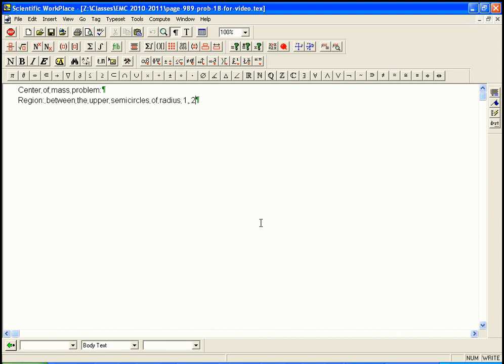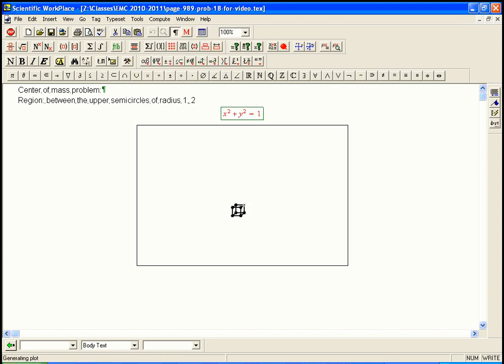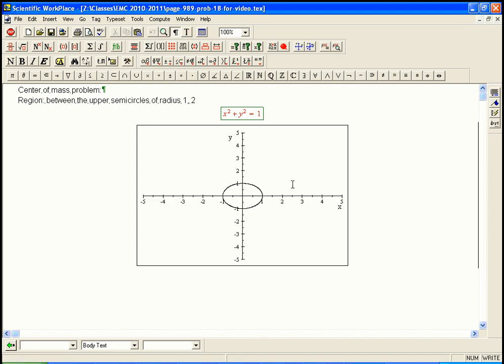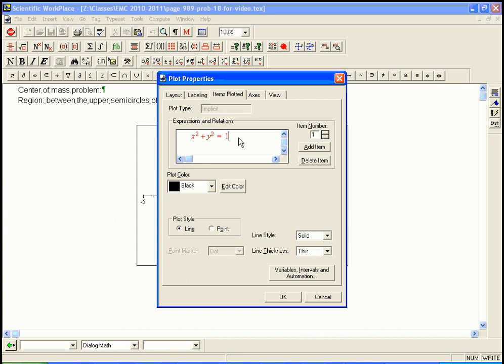And so let's just go ahead and graph, just so I can point to something. x squared plus y squared equals 1. Let's plot that implicitly. Now that's going to graph the whole circle, and it's going to make it look like an ellipse until I change the scaling a little bit. Let's say 2.5 by 2.5. And let's add an item, x squared plus y squared equals 4. Okay, so we just have to remember it's the upper half of that.